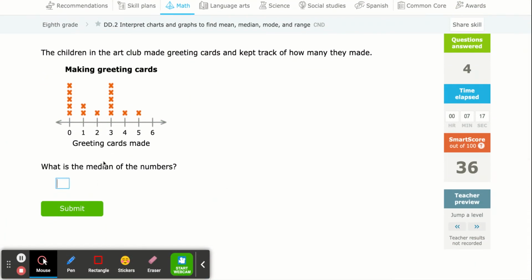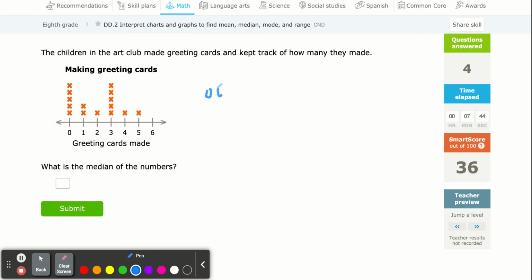The median. The numbers have to be written from least to greatest. Now be very careful. It would be easy to misinterpret this graph, because the Children's Art Club meeting keeps track of how many they made. What is the median number? So are these the numbers or are these the numbers? So we have 1, 2, 3, 4, 5.